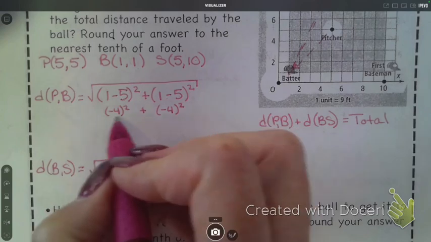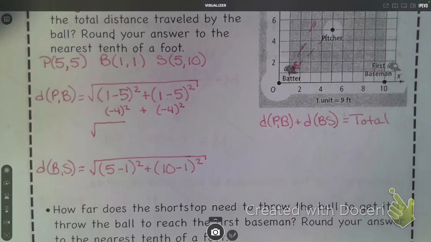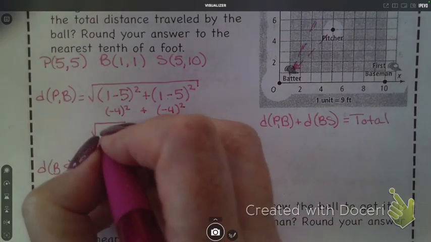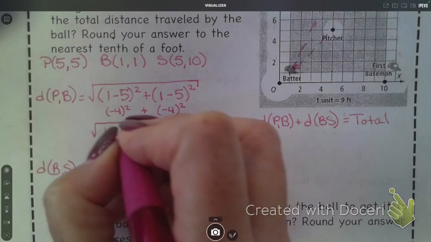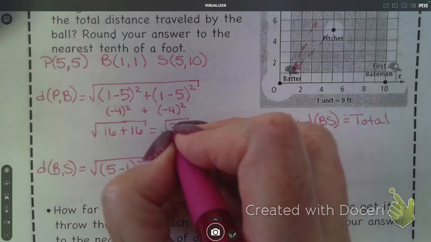Well, -4 squared is not -16. It'd be -4 times -4. Since it's in parentheses, it's -4 times -4. If it was out of parentheses, it would be -16. Okay? So I get 16 plus what? 16. Which gives me the square root of 32.